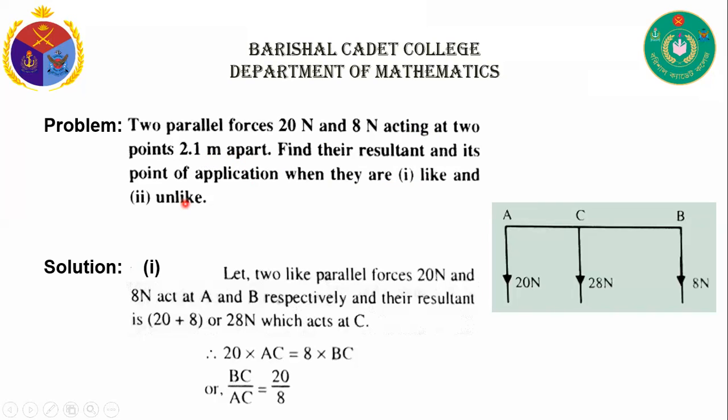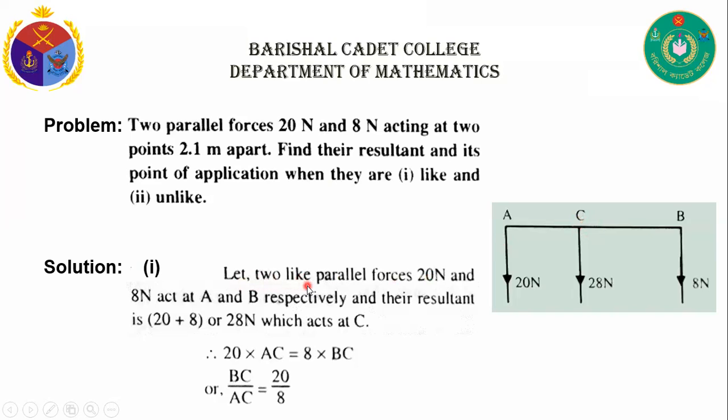So for part 1, here are two forces, 20 Newton and 8 Newton, right? And here the distance between A and B is 2.1 meter. And we have to find out the resultant. What is the resultant? We say the resultant goes through point C. Here it is the point of application, or the resultant passing point.